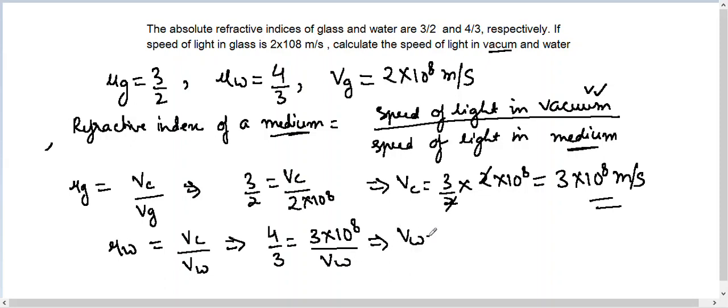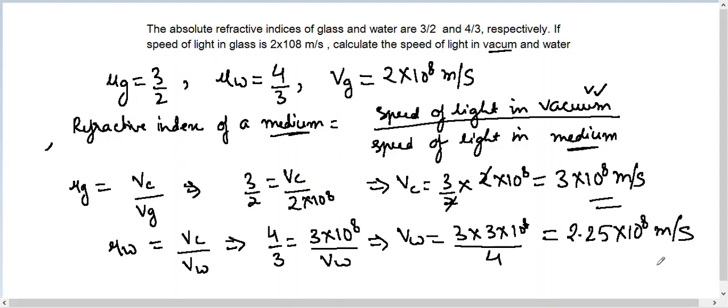So Vw can be written as 3 into 10 raised to the power 8 upon 4 by 3. So the value is going to be 9 by 4 into 10 raised to the power 8. Solving it further, we're going to get it as 2.25 into 10 raised to the power 8 meter per second.